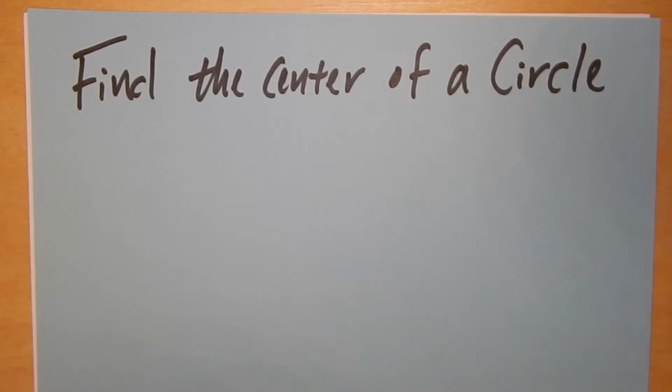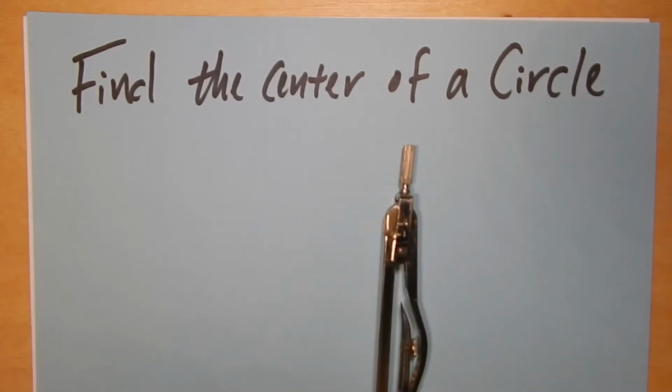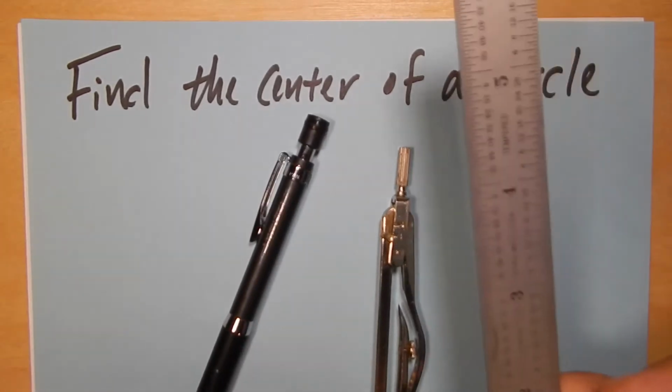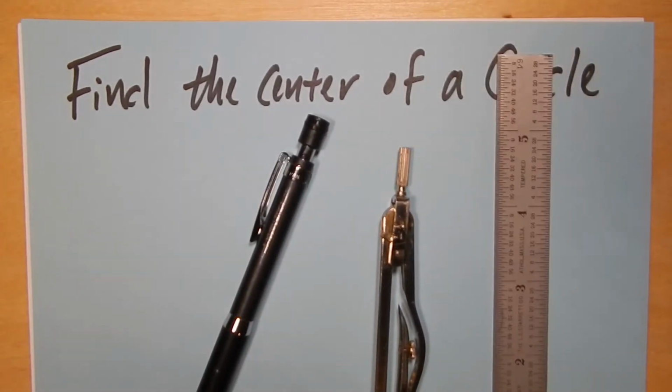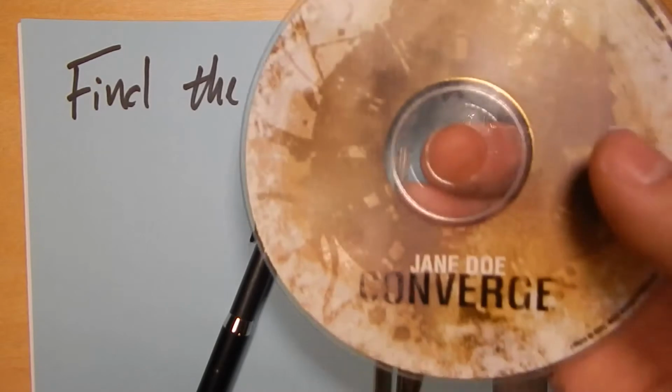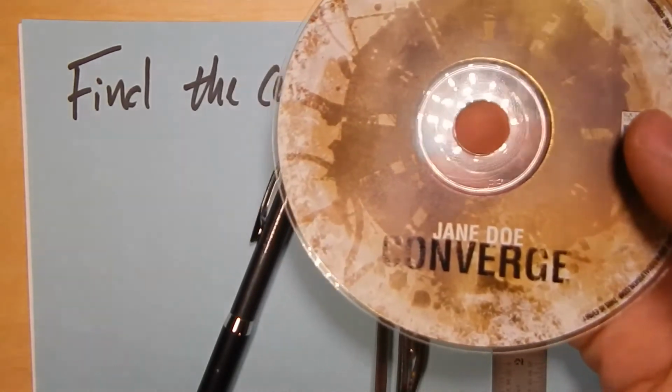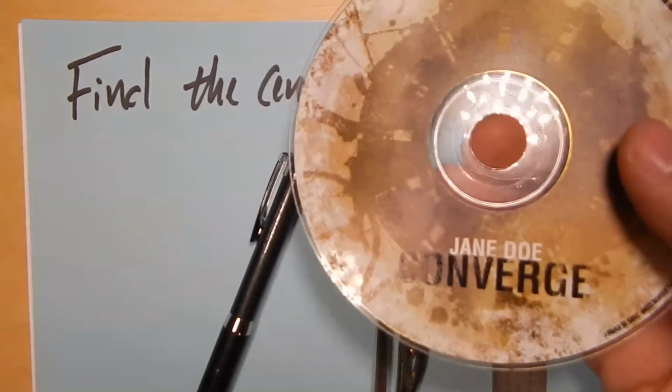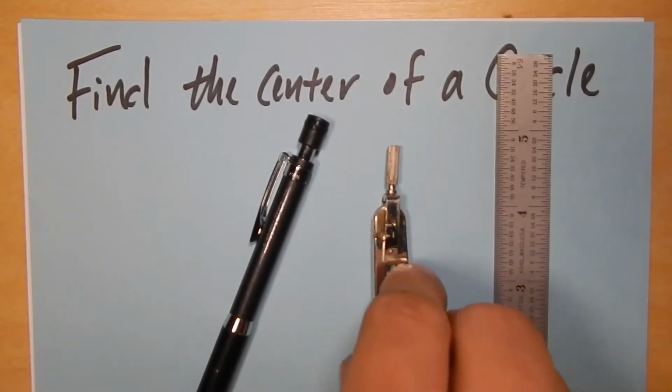So you'll need a few things. You'll need a compass, you'll need a pencil, you'll need a straight edge, and in my case we'll also need something round. I'm going to use this copy of Converge's Jane Doe CD from 2001.